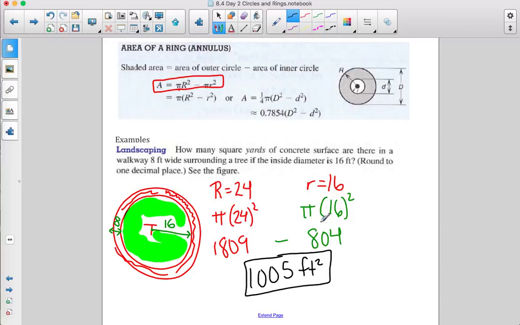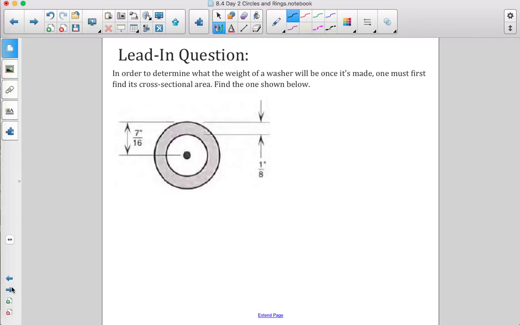Good to go. So there's the first example of a ring, if I was going to calculate how much concrete I would need. Example right there. Leading question would be area of the washer. So in order to determine what the weight of the washer will be once it's made, one must first find its cross-sectional area. So the area, looking just straight down at it.